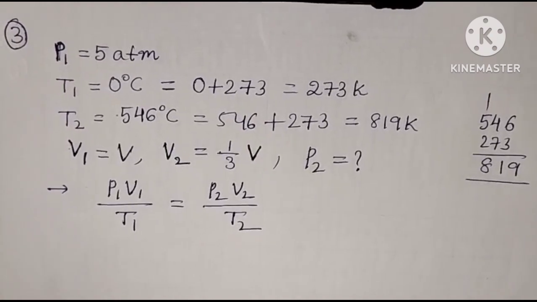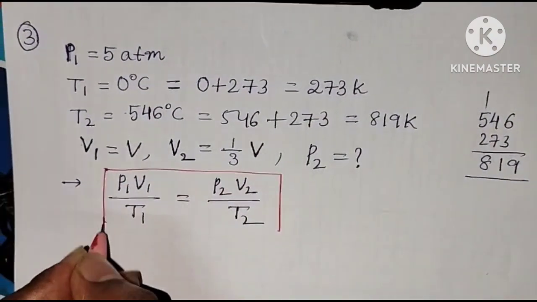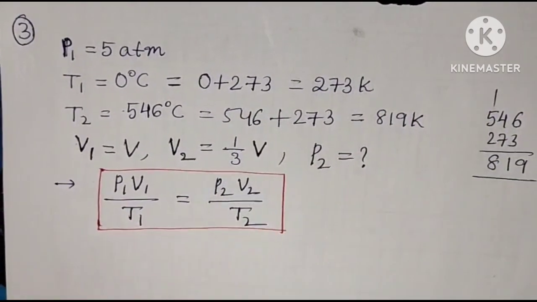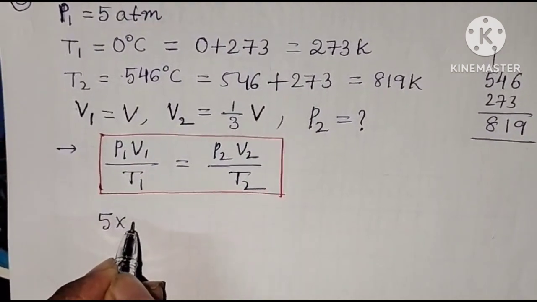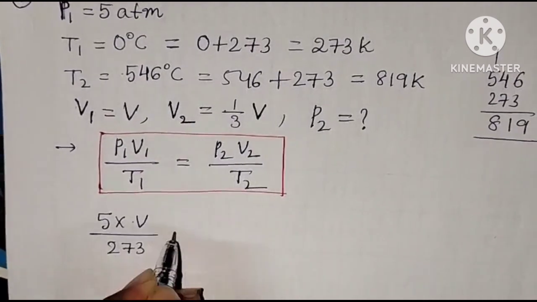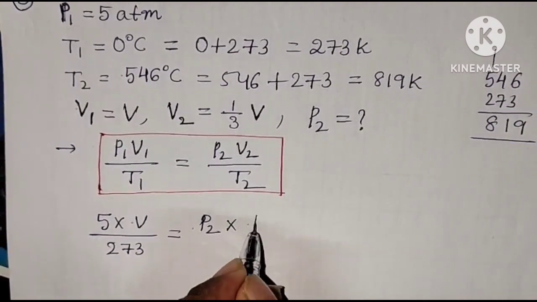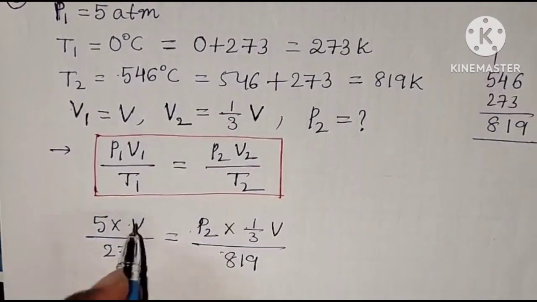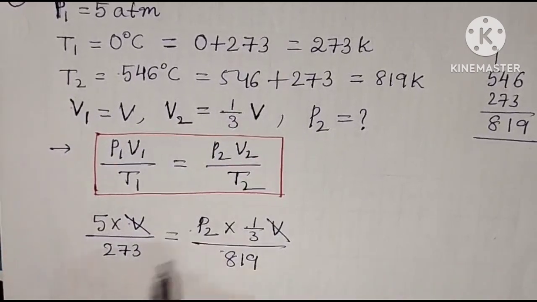Okay. So this is the equation we are going to apply to solve this problem. Now substitute all values. So P1 5 atmosphere, V1 V by T1 273 is equal to P2 question mark, and V2 1/3 of V by T2 819 Kelvin. So V and V get cancelled. Okay. So next we need the P2 value here.